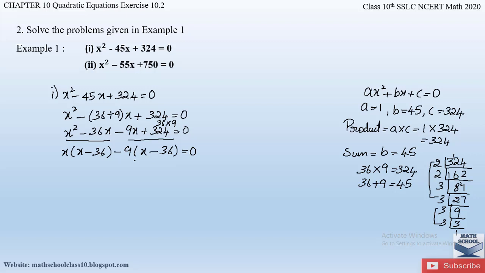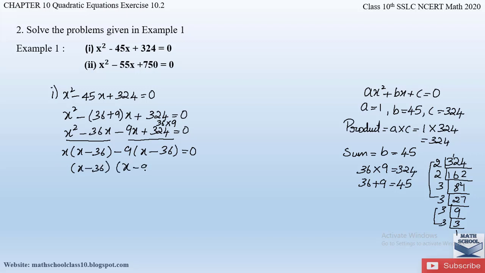Here you can notice that the terms in the two brackets are equal. That means you are following the right method. If the terms between these brackets are not the same, then there is something wrong in your factors, so you have to go back and check it. Now since they are the same, let's take the common term outside, that is x minus 36. What is left behind?